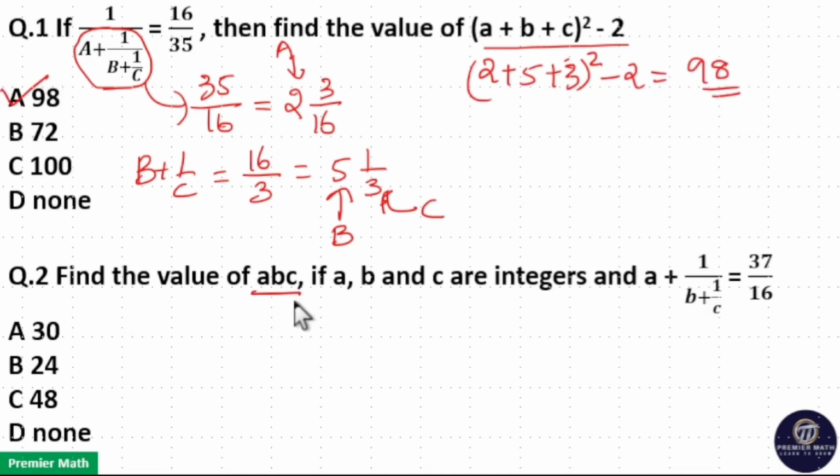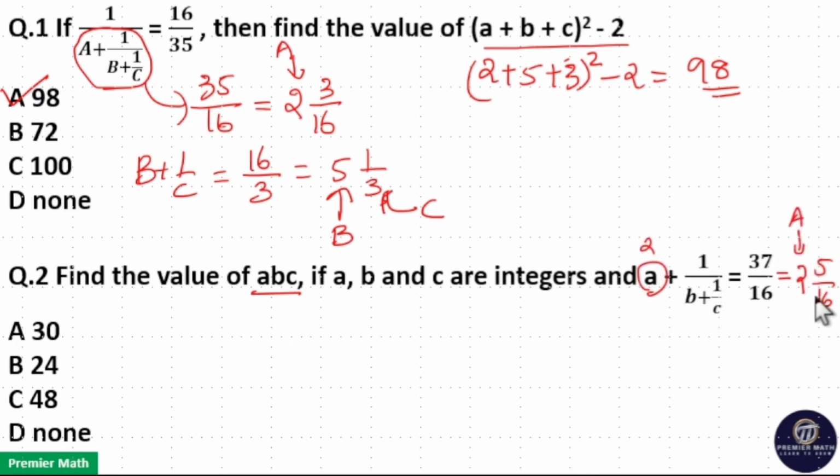Next is, find the value of abc. If a, b and c are integers and a plus 1 by b plus 1 by c is equal to 37 by 16. Here 37 by 16 is equal to 16 goes 2 times in 32, remaining 5. So 5 by 16. Now you can see here a is equal to 2.